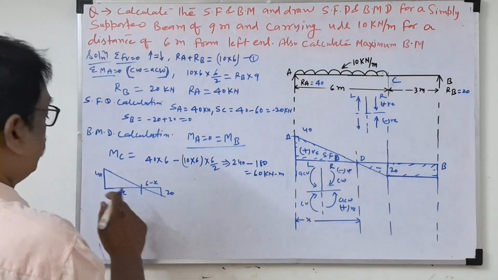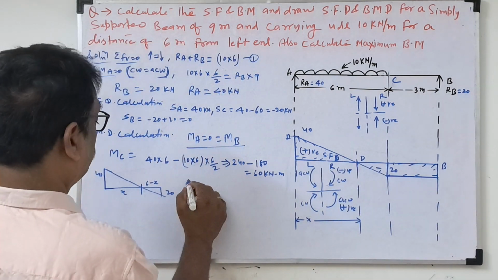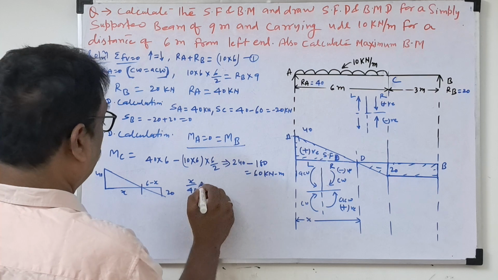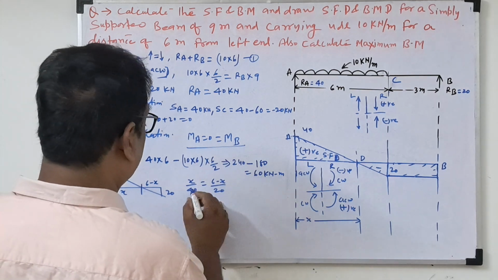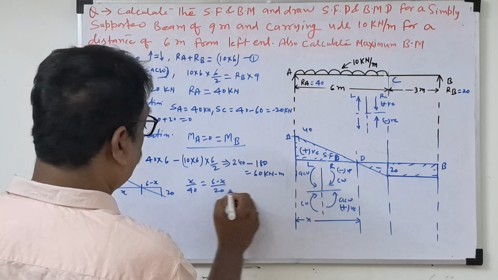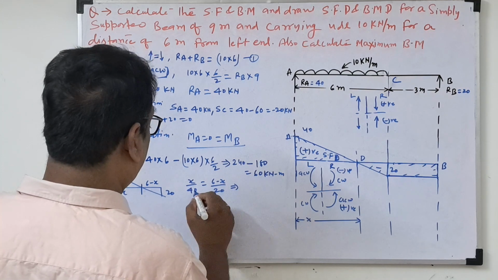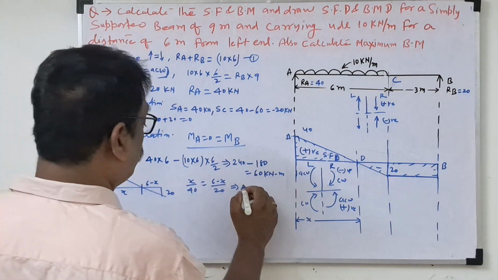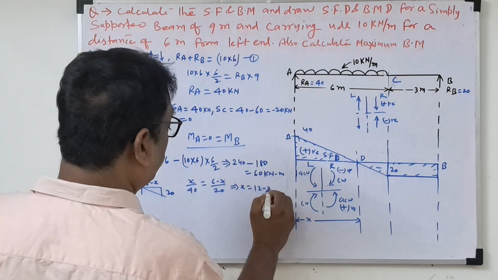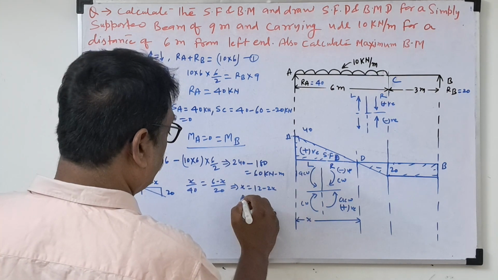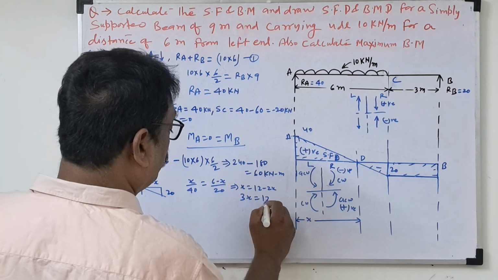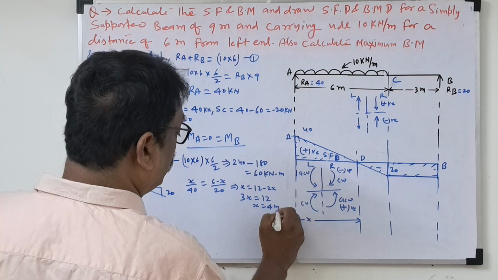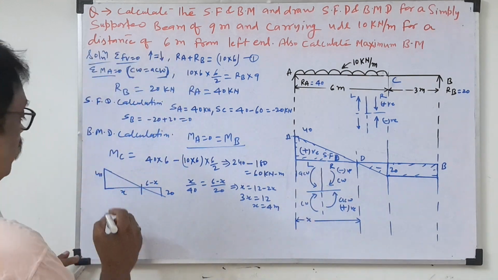So I draw it here. How will we calculate this? We'll see x by 40 is equal to 6 minus x by 20. How much will come? This will come here 2, so it will come 40 is 2. So x equal to 12 minus 2x. 2x will come here, 3x equal to 12. So x equal to 4 meter. So that x equal to 4 meter we know.